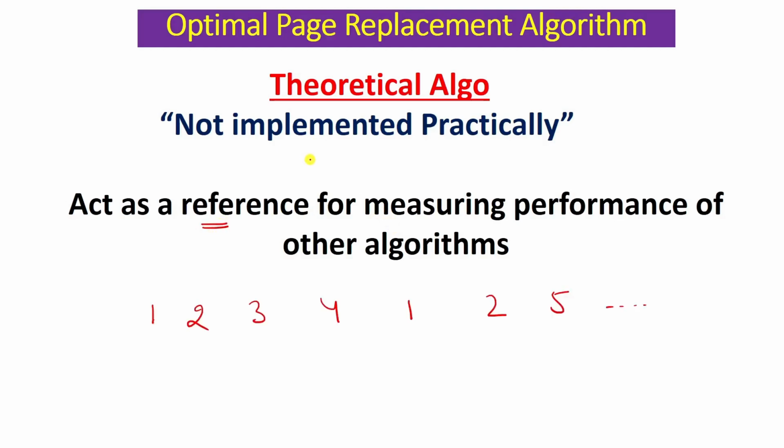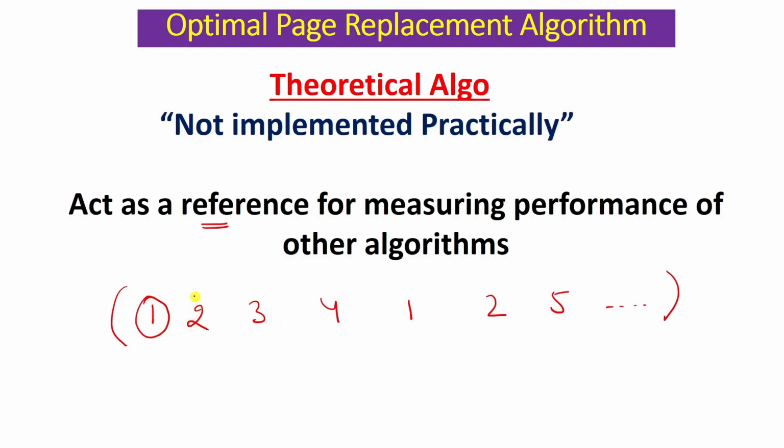And why is it not implemented practically? The reason is simple. We cannot look into the future. Why? Because when we are working with a real system, for example, page number 1 is asked. After that we cannot tell whether page 2 will be asked or 3 will be asked. This is just a snapshot.